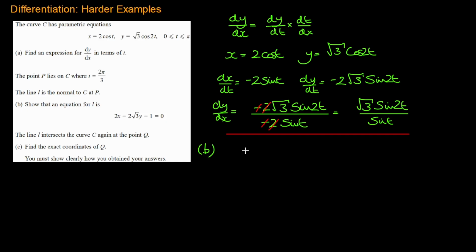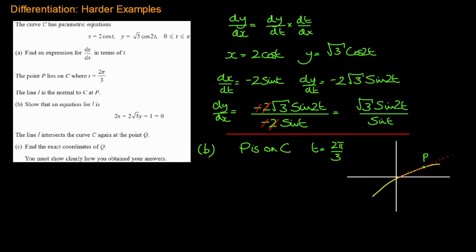We're now told that P lies on C, and we've got a value for t. I think it always helps to visualize these things. Let's say the curve does that, and this is the point P. Now they're saying a line L is normal to P, so the gradient at the point P looks a bit like that, and the normal to P something like that, and they're calling this the line L, and we're asked to find the equation for the line L. I'll just indicate that the value of t at that point is 2 pi by 3.